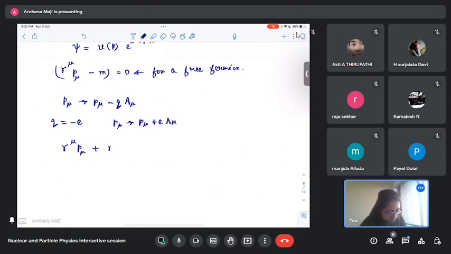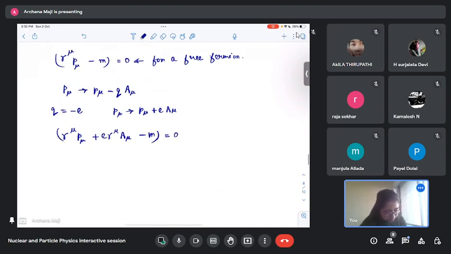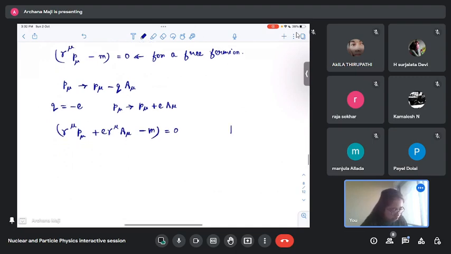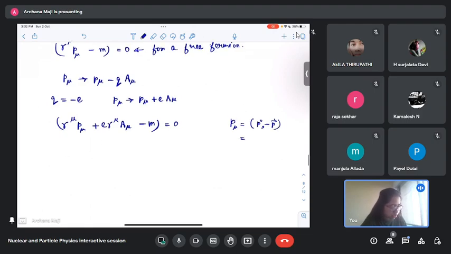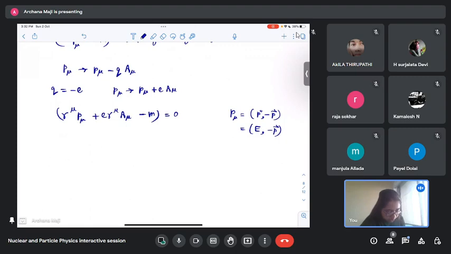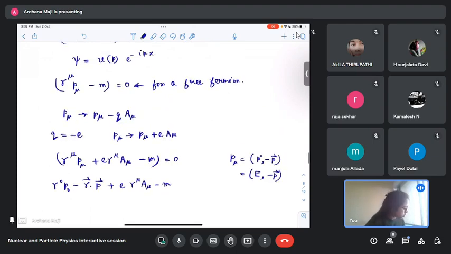So gamma mu P mu plus E gamma mu A mu minus m is equal to 0, but okay, so P mu is P0 comma minus P vector. I am writing the covariant P mu, and P0 is nothing but E, the energy of the electron, minus P. So we can write it as P0 minus gamma vector dotted with P vector plus E gamma mu A mu minus M. Sorry, did I miss anything?